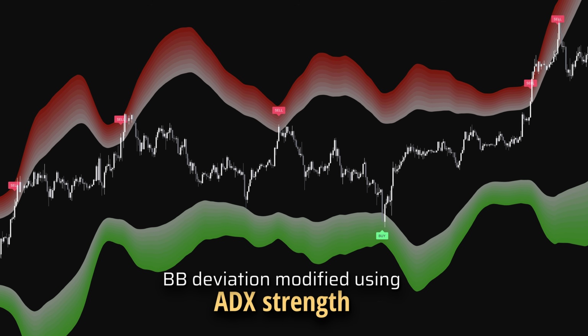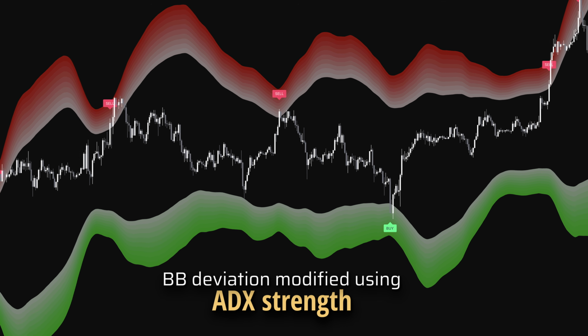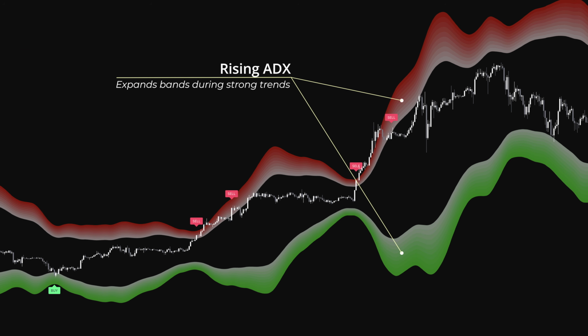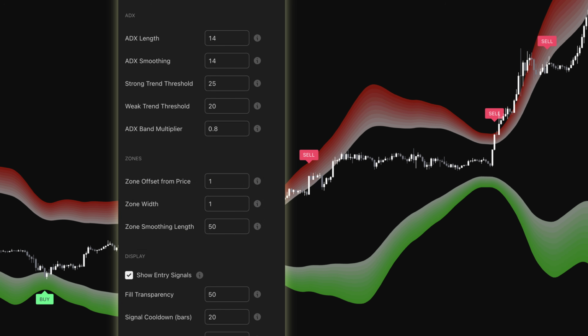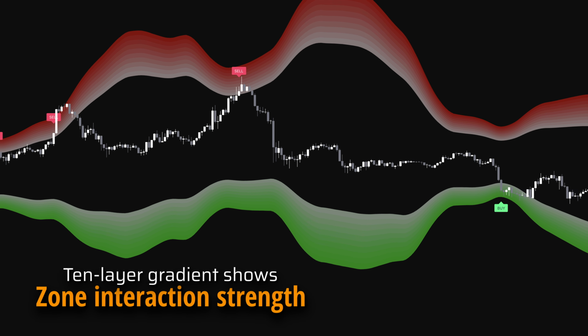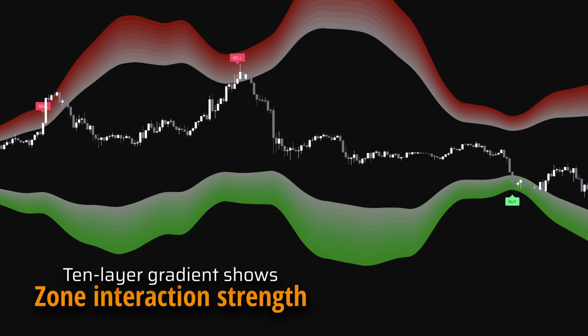The core mechanism calculates standard Bollinger Bands, then applies an ADX-based adjustment factor to the deviation component. When ADX rises, the multiplier expands bands to account for increased volatility during strong trends. Zone positioning starts at a user-defined offset distance beyond smoothed Bollinger Bands, with width scaling as a multiple of the smoothed range. The gradient visualization divides each zone into 10 layers, with color intensity progressing from light to dark as price penetrates deeper.